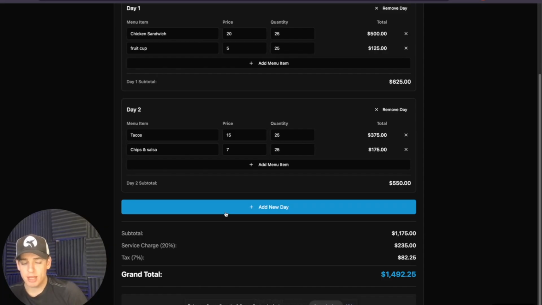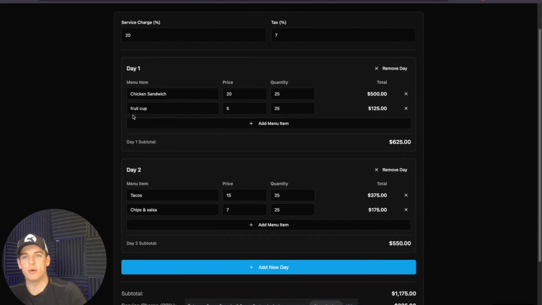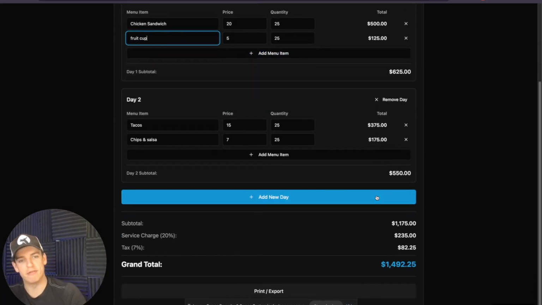And then just because it took so long, we would usually just go with the first or second option. But with this cool tool, you can even compare and contrast. Maybe for day one you're looking at, okay, do I do the chicken sandwich and the fruit cup or the tacos, the chips and salsa? And you can see right here that you would save almost $100 if you went with the tacos and chips and salsa instead of the chicken sandwich and the fruit cup. So it's just very, very easy stuff.